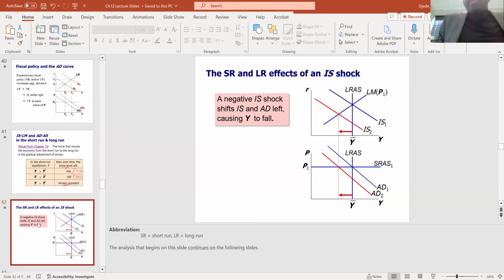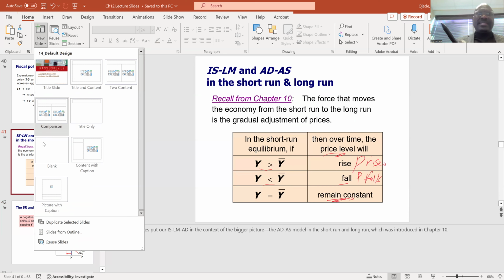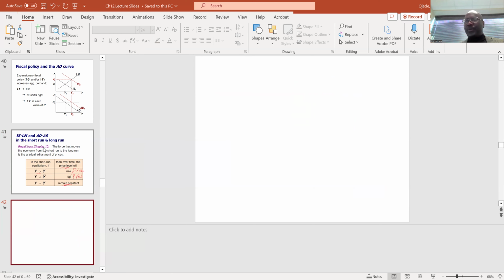Okay. So now, let's talk about the short run and long run effects of an IS shock. Remember in chapter 10, I said you can use the aggregate demand, aggregate supply model, when we did not have the IS-LM, to analyze the short run and long run effects of different shocks, negative demand shocks. So now we're going to be combining both frameworks, the IS-LM and the aggregate demand, aggregate supply model. Before I go to analyzing that, let's assume that the economy was at full employment, meaning that the actual short-run output that the economy was producing was equivalent to its full employment value. That's where we want the economy to be, always.